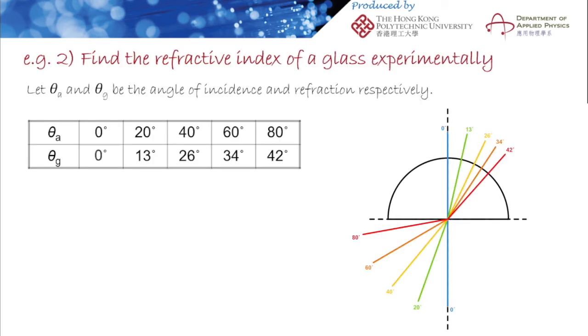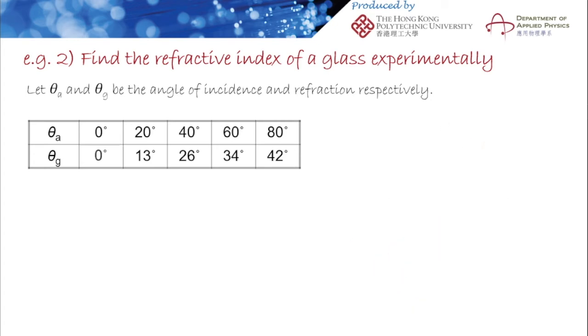The following example can demonstrate how to use a graph to find the refractive index of a glass. Firstly, we let theta A be the angle of incidence, and theta G be the angle of refraction. In this experiment, the angle of refraction was measured corresponding to its angle of incidence. A set of data will be obtained. According to the formula of refractive index, n is equal to sine theta A over sine theta G. All angles obtained from the experiment will be changed to sine theta.